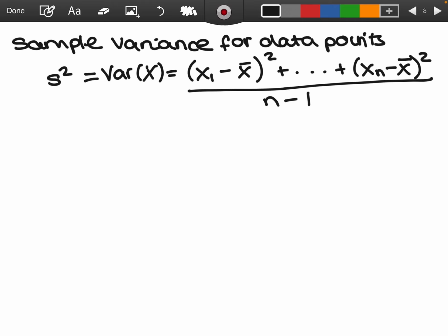So when you're dealing with a population, you just divide by the number of data points. When you're dealing with a sample, you divide by n minus 1, where n is the number of things in the sample.